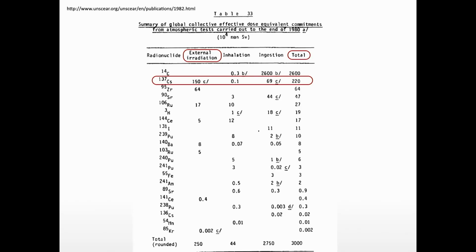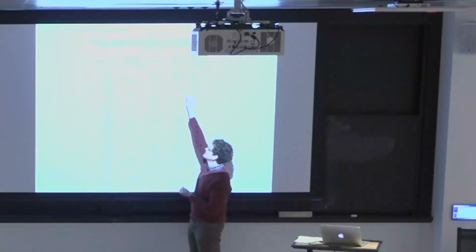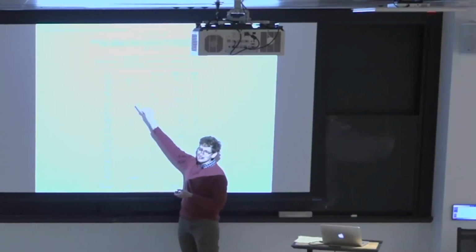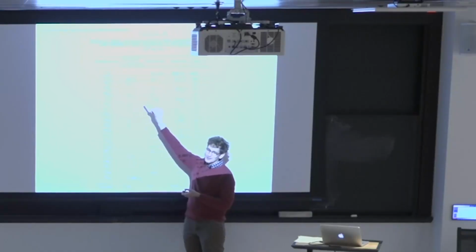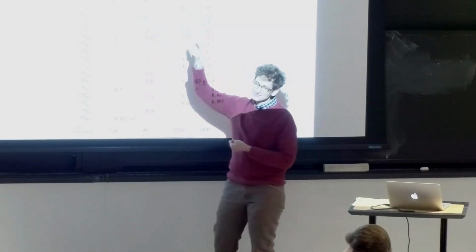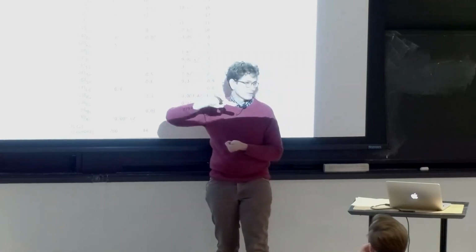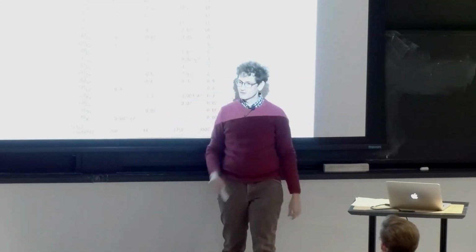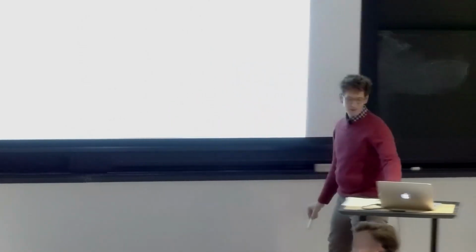It's about 69. Oh, okay. But when you add 69 plus 150, you get 220. That number we calculated was only the ground shine dose. That's what this plot said here.